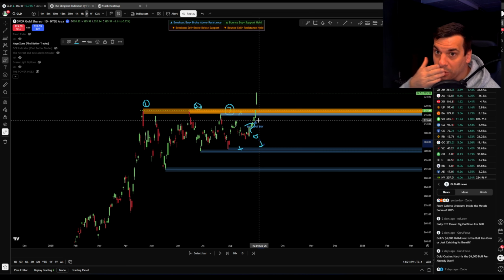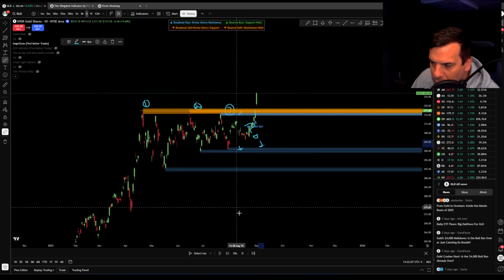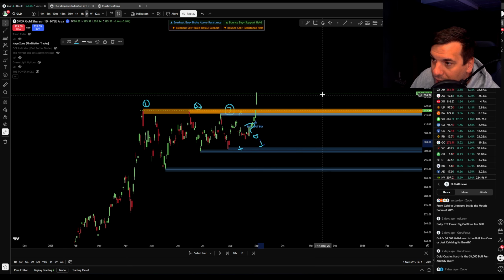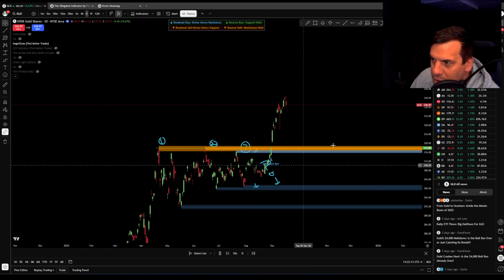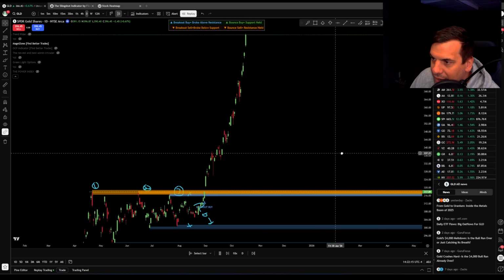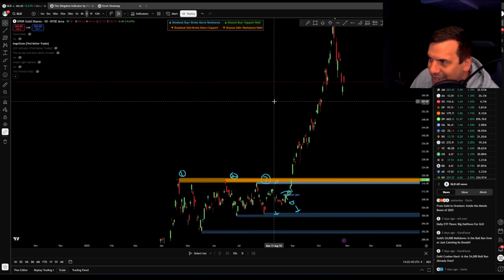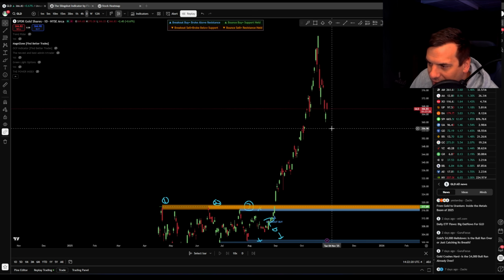If you're like me and you look at charts all the time, whether it's on your phone or tablet or anything like that, boom, you would have seen that beautiful breakout trade. And then gold just went on to have probably one of the most historic runs that anybody could ever imagine, all the way up there. Then it finally is coming back down.